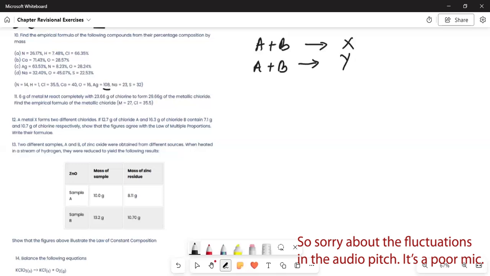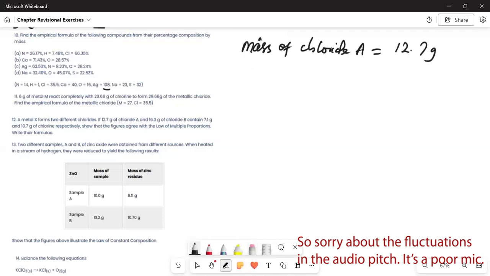To do that, we need to know the same metal X forms two different chlorides. They give us the mass of the chloride. So mass of chloride A is equal to 12.7 gram, while mass of chloride B is equal to 16.3 gram. These are the masses of the two chlorides. Now, they said if 12.7 gram of chloride A and 16.3 gram of chloride B contain 7.1 gram and 10.7 gram of chlorine respectively.